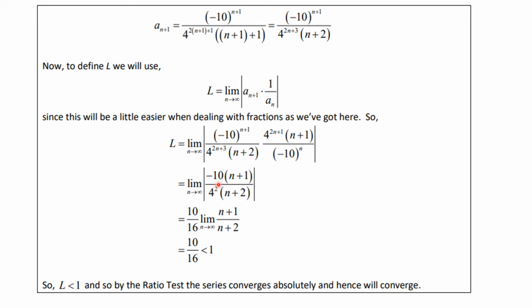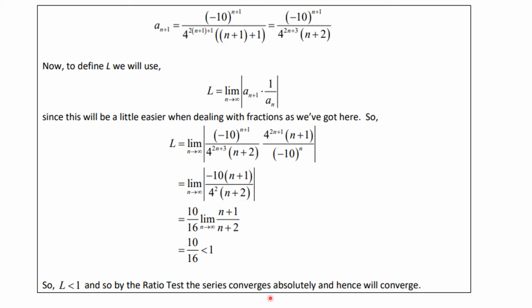So we get minus 10 when we look at those. Here I have 4 to the 2n plus 1 divided by 4 to the 2n plus 3. That's going to be 4 squared in the denominator. And here I have n plus 1 over n plus 2. Now when I take the absolute value, the absolute value of minus 10 is 10, and 4 squared is 16. So this is going to be 10 over 16, and I pull that through the limit. Then I'm taking the limit as n goes to infinity of n plus 1 over n plus 2. Well, we've done enough of this to know that this is 1, so L is 10 over 16, which in lowest terms is 5 over 8, and that is definitely less than 1.